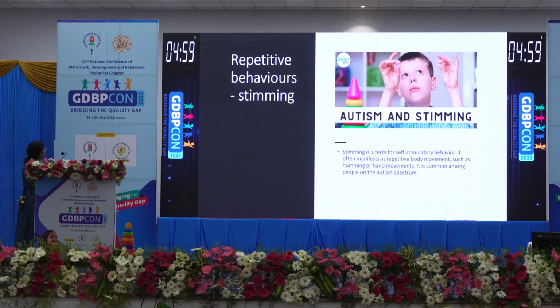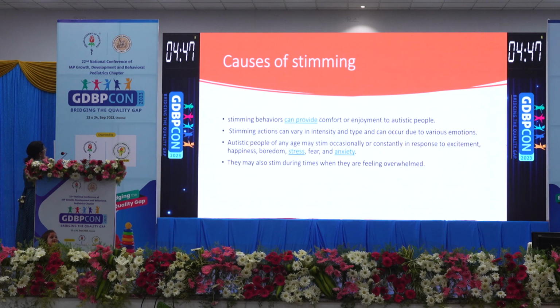Now, repetitive behaviors or stimming. Stimming is a self-stimulatory behavior. It often manifests as repetitive body movements, such as humming or hand movements. It's common among the autism spectrum. We also stim at times, even when typically developing, because it provides us comfort or enjoyment. Stimming actions can vary in intensity and type.